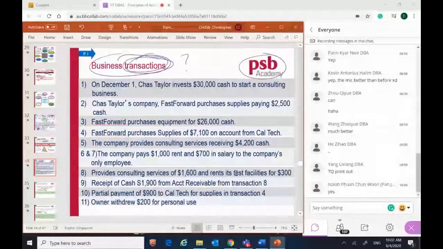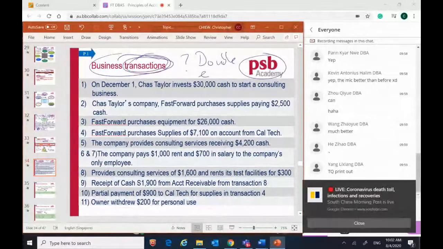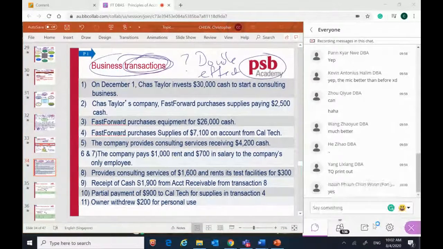Now, over here, I want to highlight a very important point in accounting. Every transaction will affect two items. This is known as the double effect. Okay, this is known as a double effect. That means to say every transaction will have two effects. So these are examples of transactions. I'm going to go through one by one.